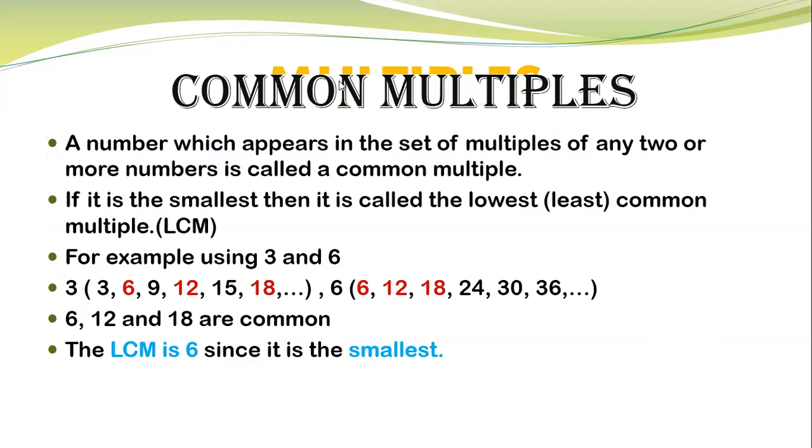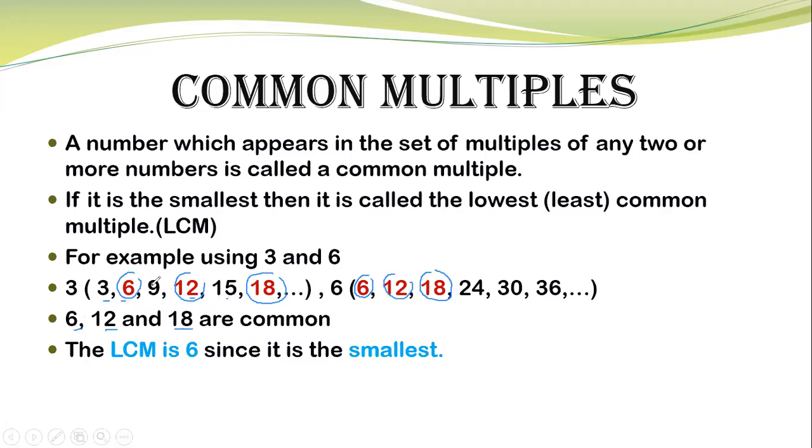The common multiples are those which appear in the sets of multiples of both numbers. For example, the multiples of 3 are 3, 6, 9, 12, 15, and 18, and the multiples of 6 are 6, 12, 18, 24, 30, and 36. You can clearly see that 6 is common in the two sets. 12 is a multiple of 3, and also a multiple of 6. 18 is a multiple of 3, and also a multiple of 6. So 6, 12, and 18 are what we call common multiples in these two sets of the multiples of 3 and 6.